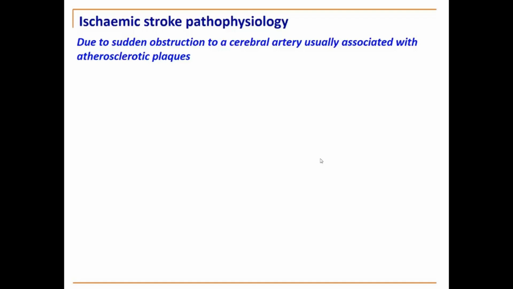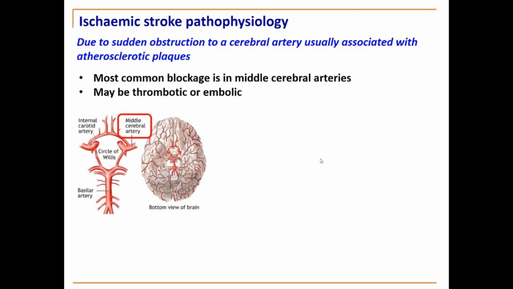So let's look at ischemic blood flow. And this is often due to sudden obstruction to a cerebral artery, associated with atherosclerotic plaques. So with that sudden blockage, the brain tissue supplied by the artery becomes ischemic. And if the situation doesn't improve rapidly, an infarct can occur, which is your death of your neurons, of course. Where is the most common place? Well, the most common place is in the middle cerebral arteries, which is just shown just off the circle of Willis. And again, it may be thrombotic or it may be embolic.